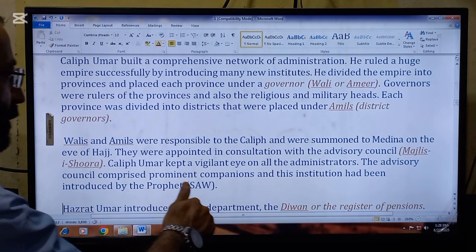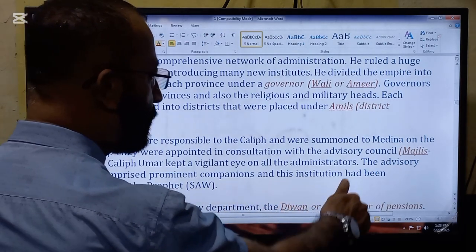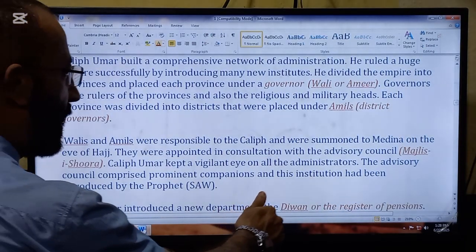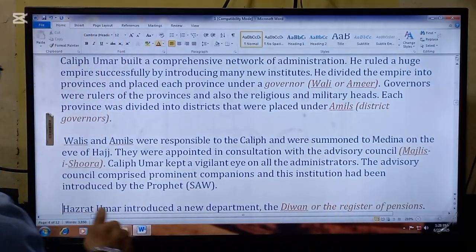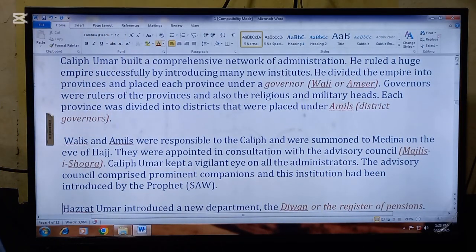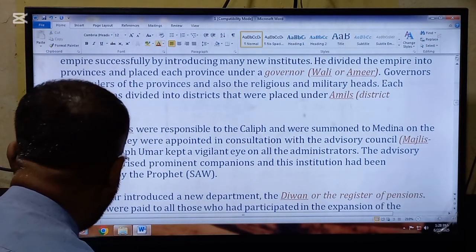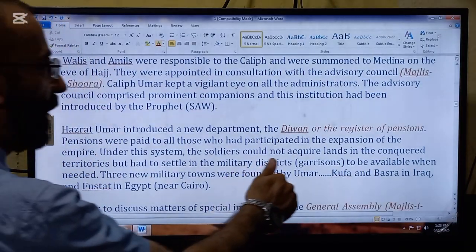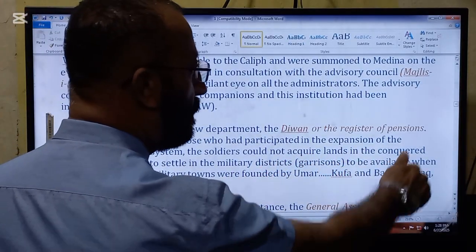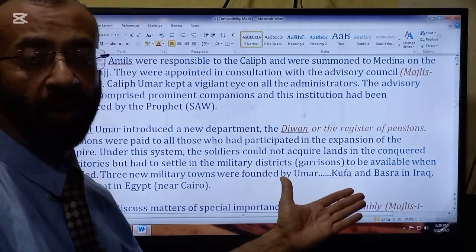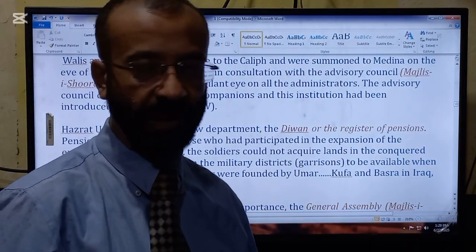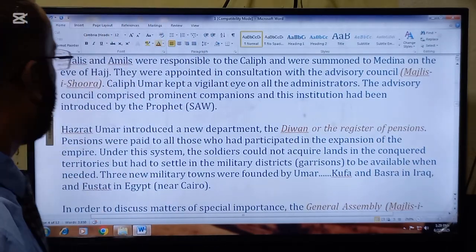Caliph Umar kept a vigilant eye on all the administrators. The advisory council comprised prominent companions, and this institution had been introduced by the Prophet ﷺ. Hazrat Umar introduced a new department, the Diwan or the Register of Pensions. So this was another very nice administrative step of Hazrat Umar Raziyallahu Anhu.